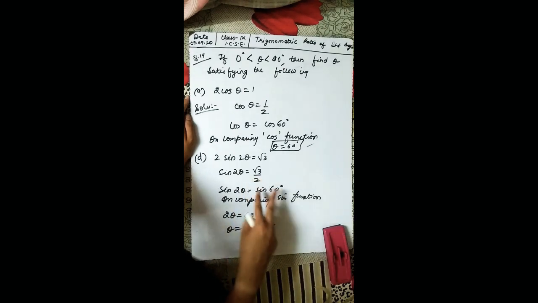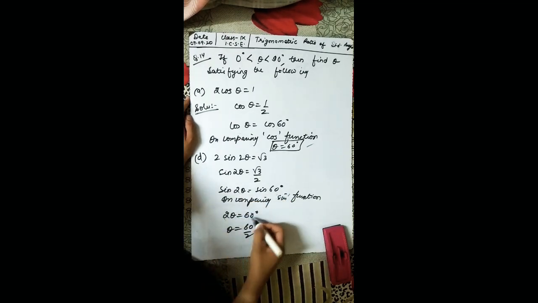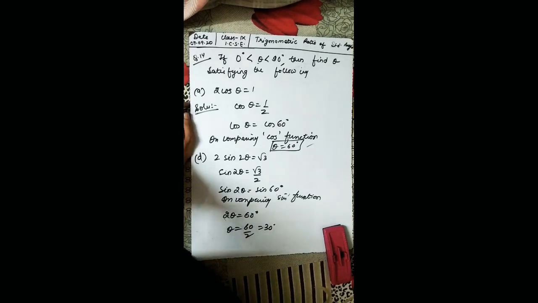We know we get root 3 upon 2 in sin 60 degree value. On comparing the sine function, because both are sine, now 2 theta equal to 60 degree. Okay, we want the value of theta. So take 2 in the denominator, 60 upon 2, 30. Like this you have to do in this question.